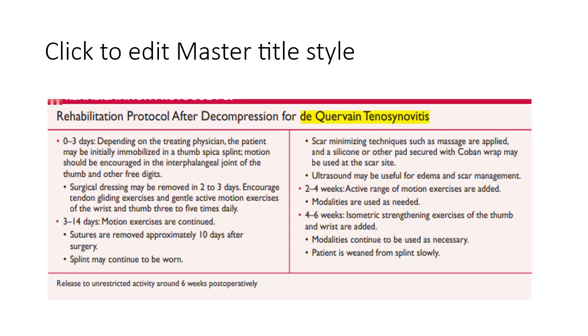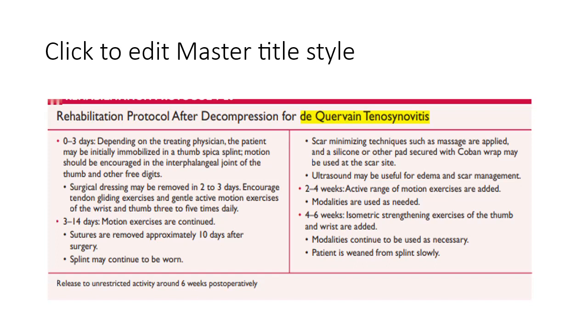So here is the rehab protocol after decompression for De Quervain tenosynovitis. In 0 to 3 days, depending on the physician, the patient may initially be immobilized in a thumb spica splint. Motion should be encouraged in the IP joint of the thumb and the other free digits. Surgical dressing is removed in 2 to 3 days, and encourage tendon gliding exercise, gentle active motion exercise of the wrist and the thumb 3 to 5 times daily.